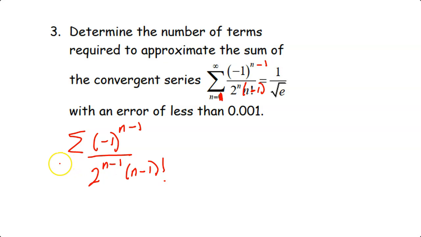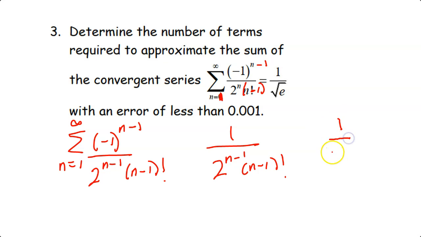I like to always start my series at 1 when we're talking about the remainder theorem. So when I put my 1 in, my 2 in, my 3 in, it says approximate how many terms are needed. So no matter what we do on top, it's always going to be a 1. So we're looking for the denominator 2 to the n minus 1 times n minus 1 factorial. We need that to be less than 1 over 1,000.